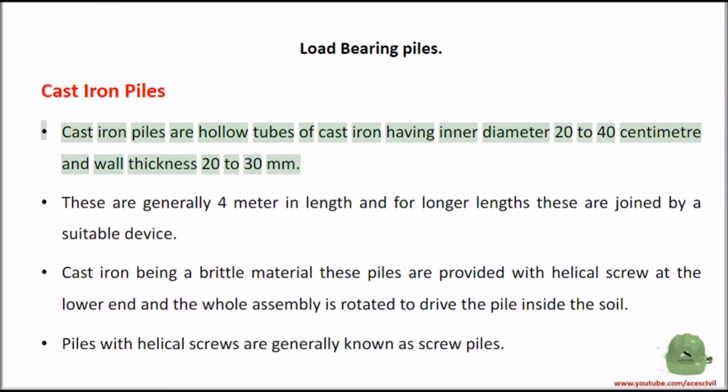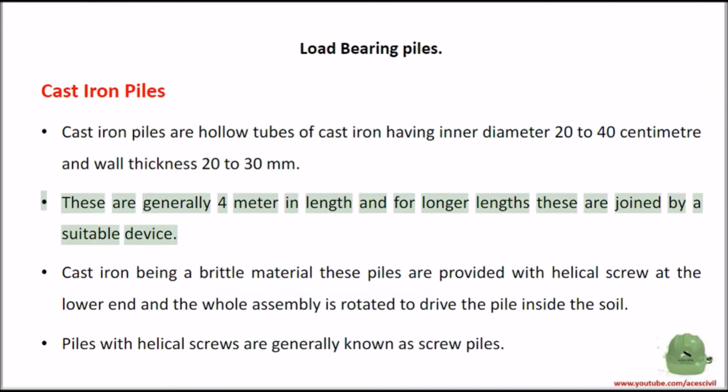Cast iron piles are hollow tubes of cast iron having inner diameter 20 to 40 cm and wall thickness 20 to 30 mm. These are generally 4 meters in length, and for longer lengths these are joined by a suitable device.